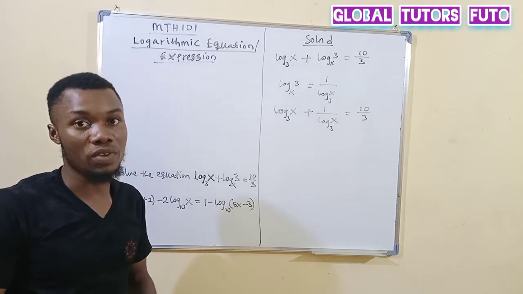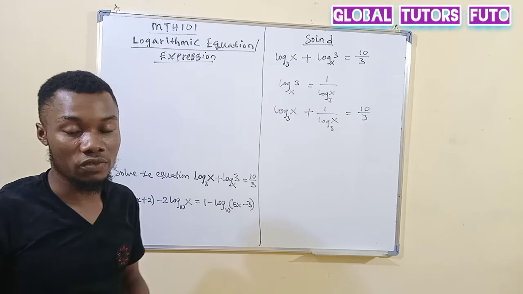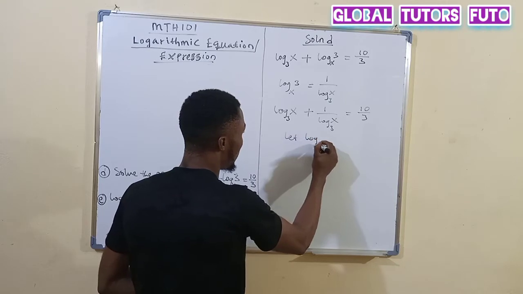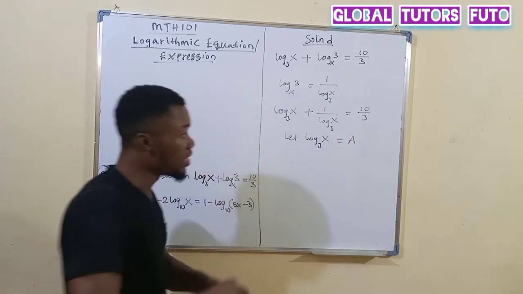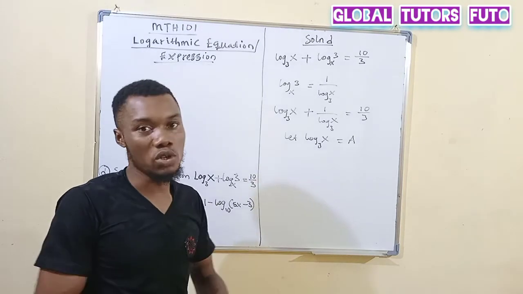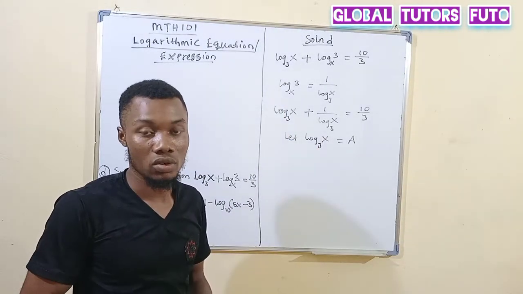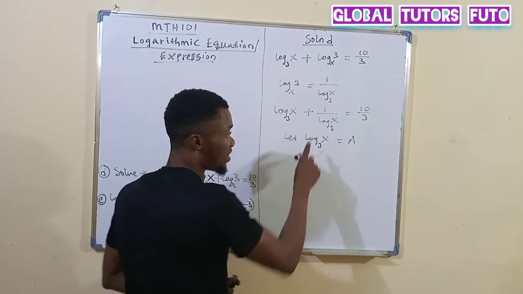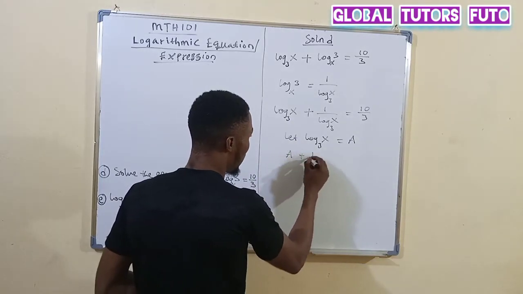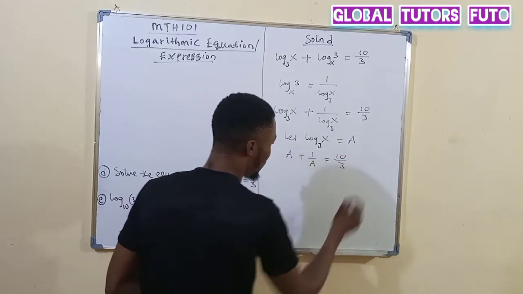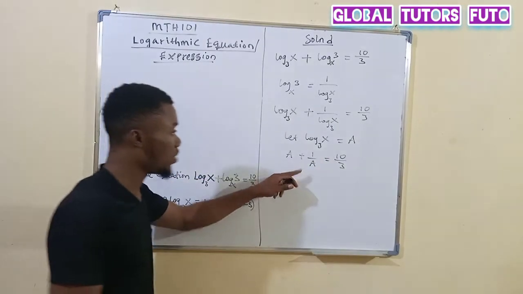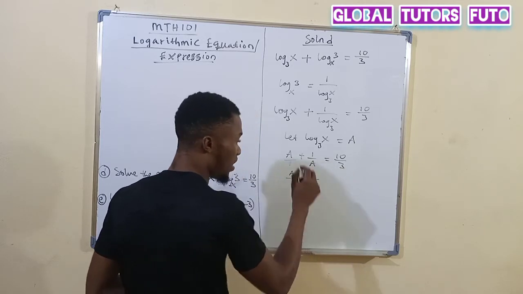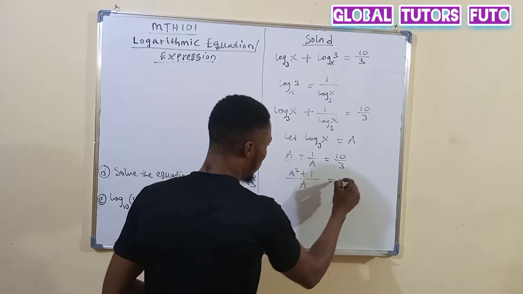I want to make my work very easy for me. So when you are doing this type of thing, make your work very easy for you. So I will let log base 3 of x equal a, so that it will be very easy to solve, and after solving I can bring these things back. So we're making our life beautiful now. If log base 3 of x is equal to a, anywhere I see it, I will put a. So I'll have a plus 1 over a is equal to 10 over 3. So here I can find the LCM. LCM is a, so I have a over, this will be 1 in a is a times a is a squared plus 1. This will be equal to 10 over 3.